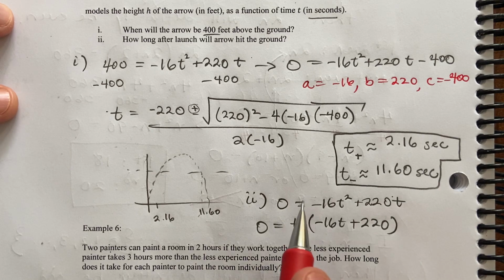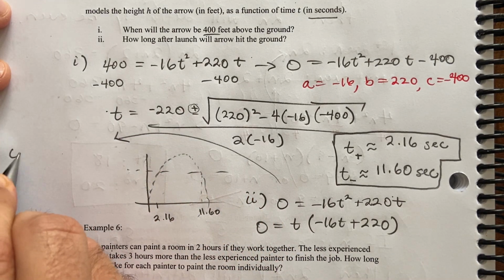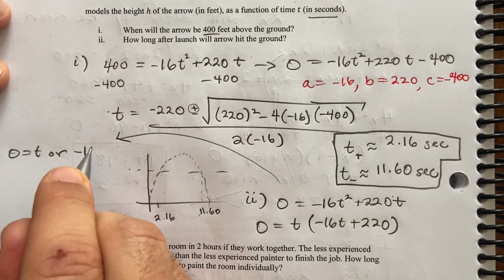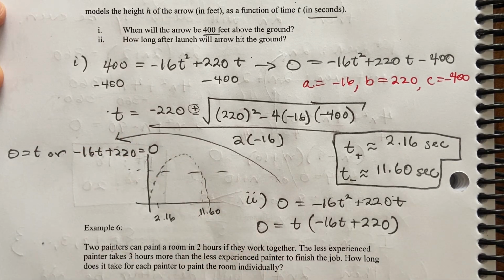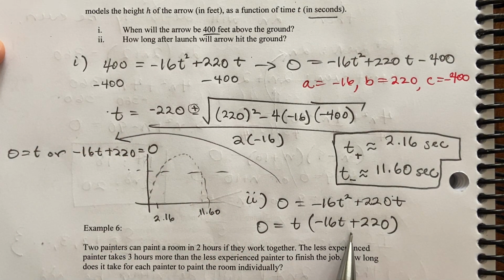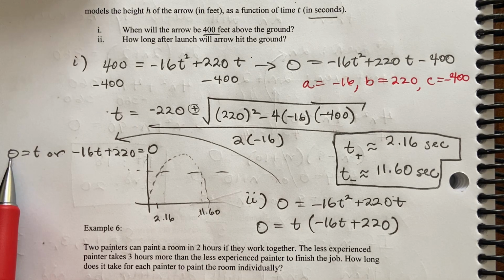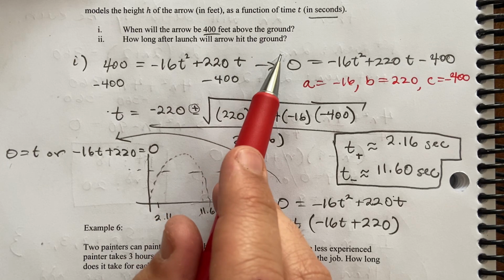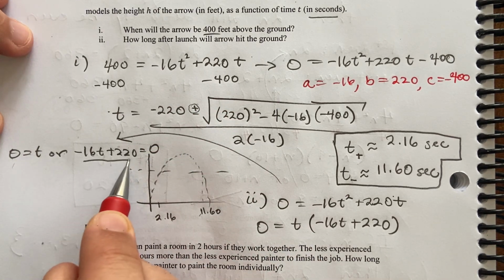Maybe I'll bring the rest of the work over here. Sorry about that. So what I need is that 0 equals t or negative 16t plus 220 equals 0, right? The zero product property. So I have that it was on the ground at t equals 0, but this question is how long after launch will it take the arrow to hit the ground again? So really that's coming from this one.